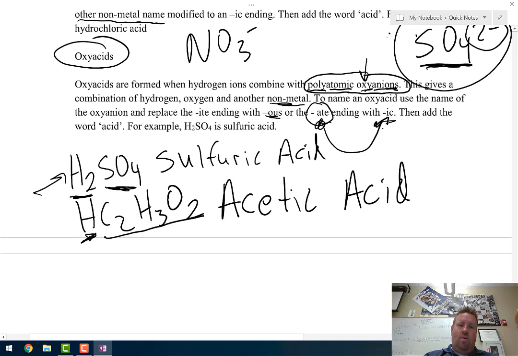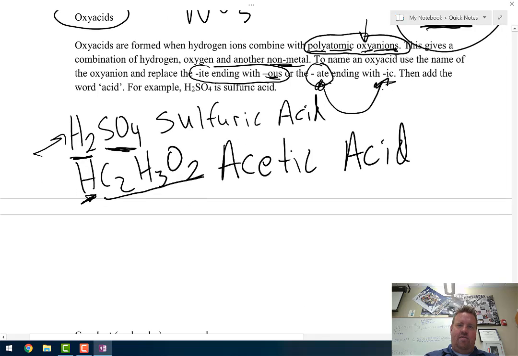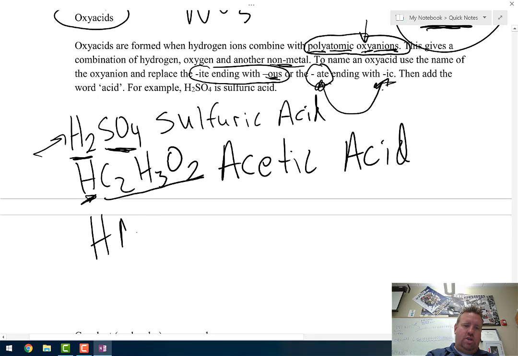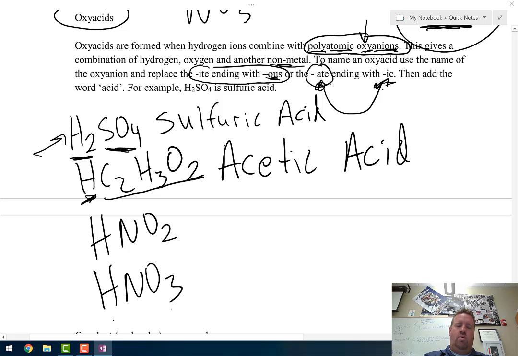Okay, now what about this one over here where the ITE? Okay, what if you had, for example, HNO2? That was on the exam just a couple of years ago. You didn't necessarily need to know the name of it, but you did have to use the formula for a problem. Okay. Well, that looks just like HNO3, and you should know the name of HNO3. That's nitrate, and nitrate, therefore, is going to become nitric acid.